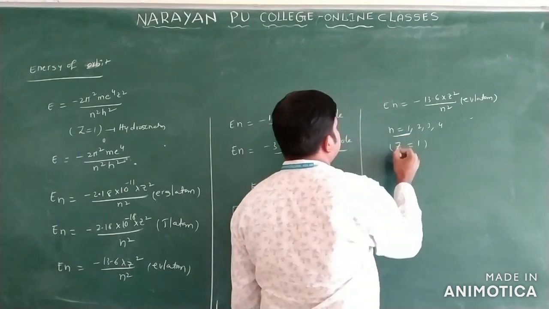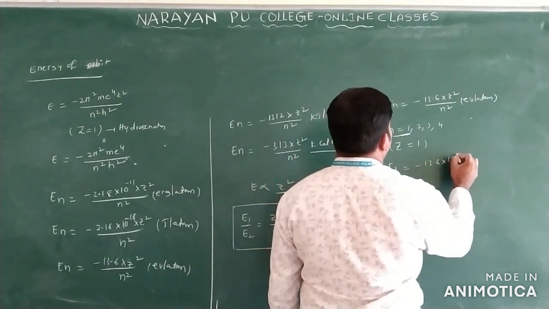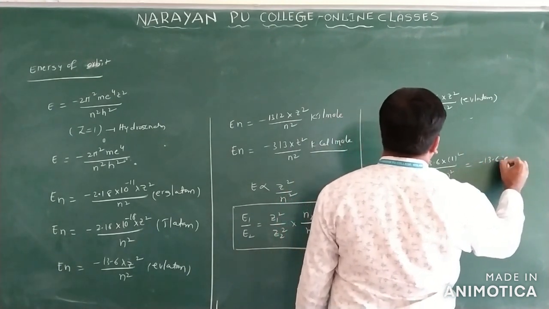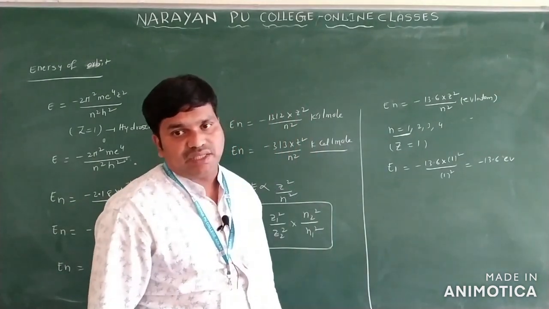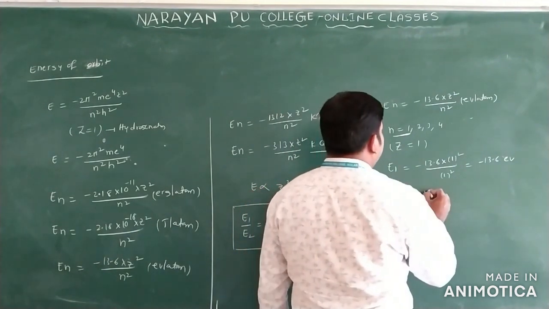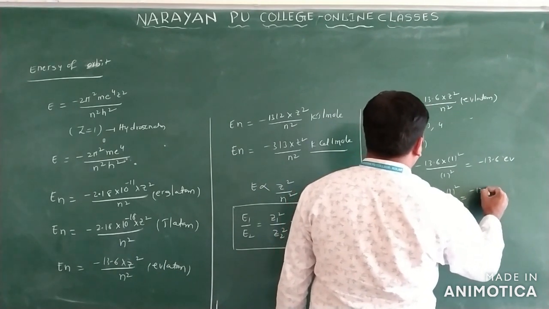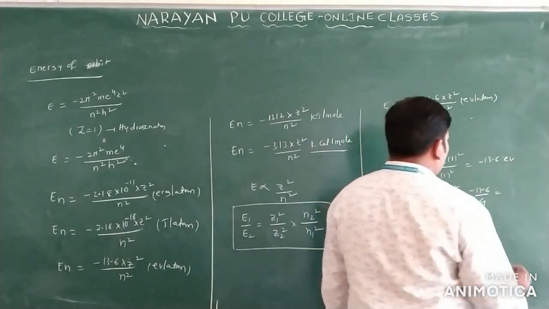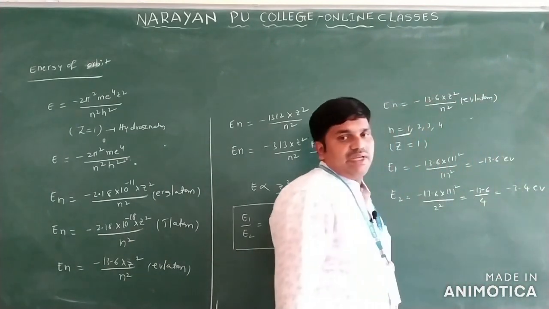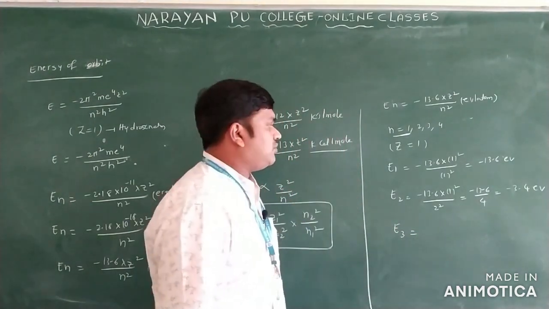Suppose I am writing N is equal to 1, I will get E1 equal to minus 13.6 into 1 square by 1 square, so you will get minus 13.6 electron volts only. Now E2 you will write minus 13.6 into 1 square by 2 square, minus 13.6 by 4. You will get minus 3.4 electron volts. So this is the energy of the second orbit for hydrogen atom. Suppose I am taking the third orbit.